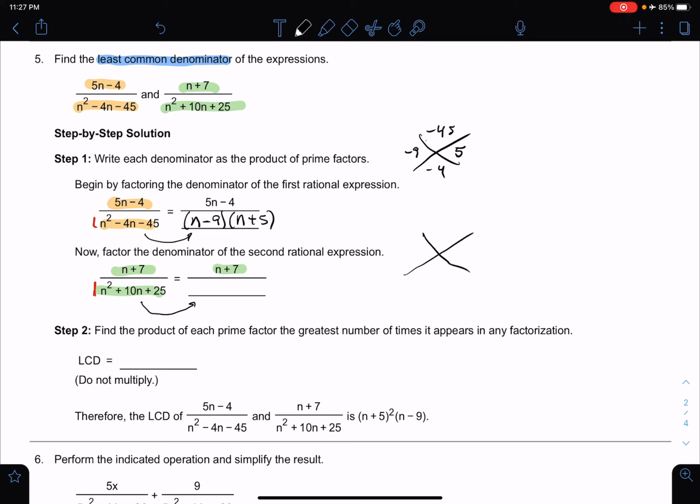Also, you might notice that it's a perfect square binomial, but you might not. So if you don't, you just write down, okay, what multiplies to 25 and adds to 10? And you're going to find out that's 5 times 5, and that's why this is n plus 5 times n plus 5, so there's 2 of them, so you can just say square. It's a perfect square.